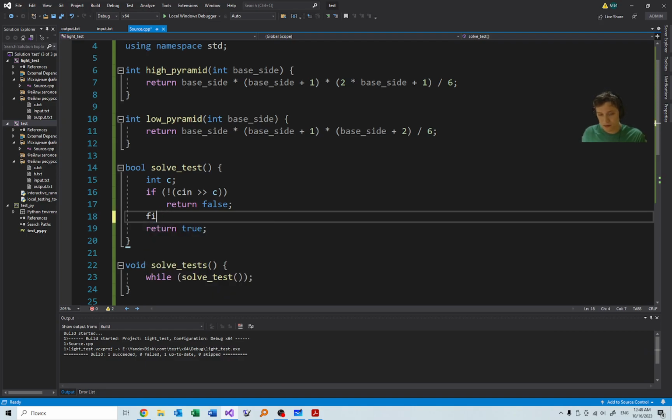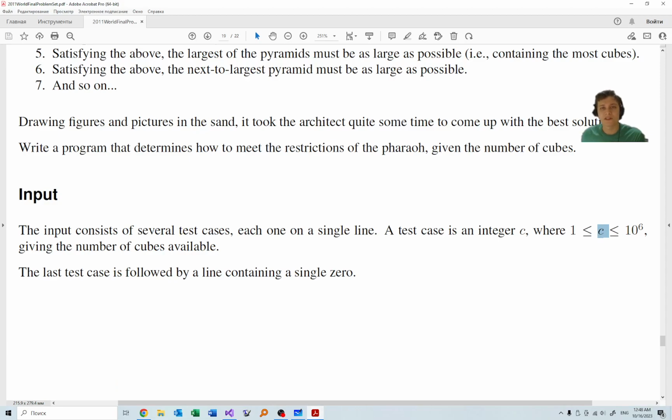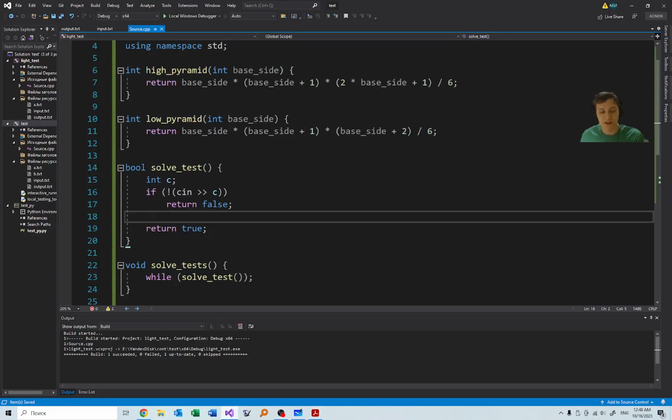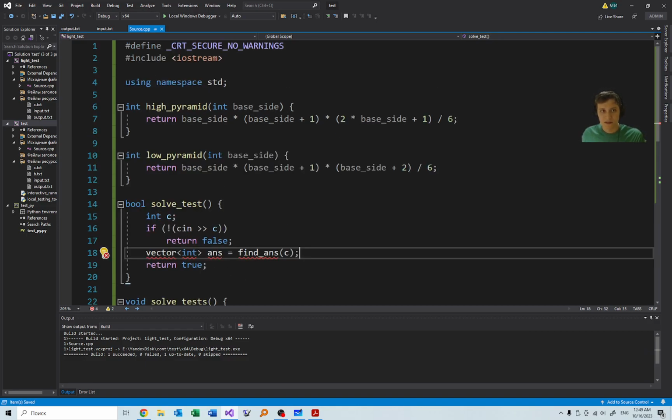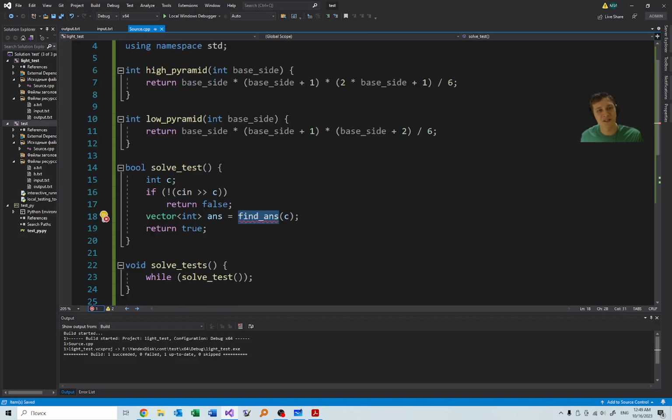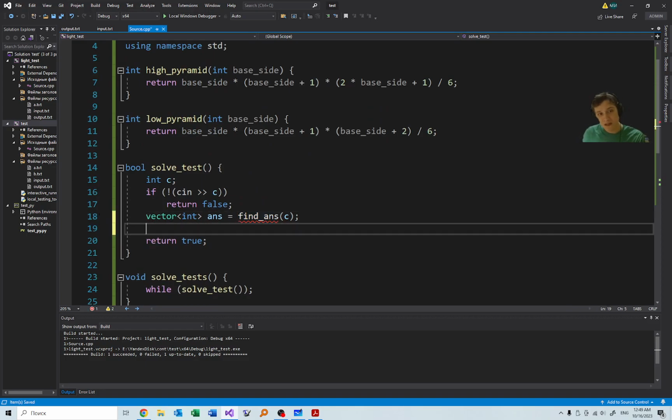So now I print the answer. We need to decide what is the format of the answer. Because here we have some vector of sizes. Yes, so I will just return the vector of sizes. It does not know what is a vector, which we will fix immediately. And it also doesn't know what is findAns, which we will fix later. So findAns will return the list of the sizes of the pyramids.